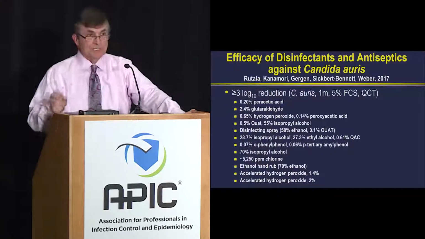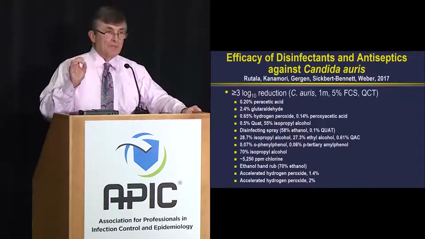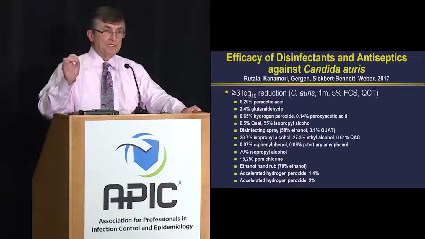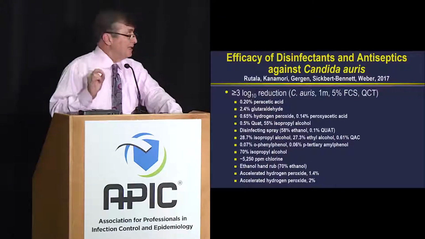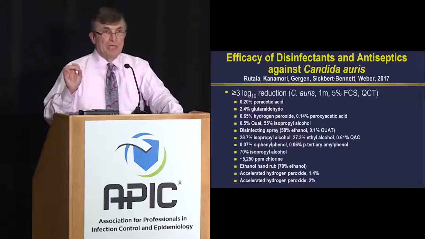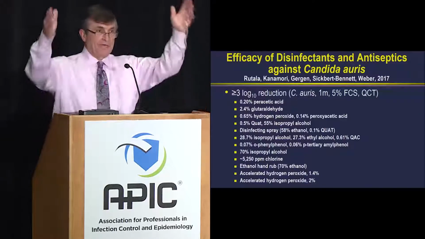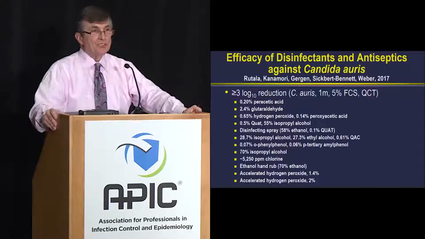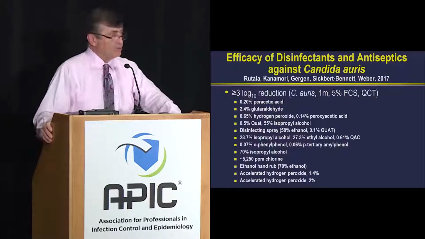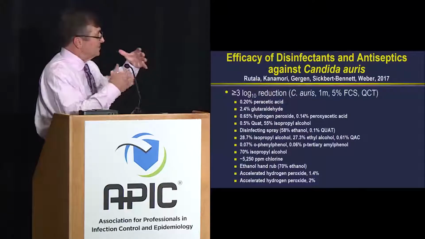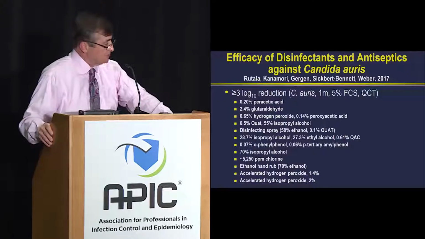And we're going to look at essentially some data. We're looking at 1 minute inactivation using a 3-log reduction as a benchmark, using a very difficult test called a quantitative carrier test. And of course, we're looking at it in the presence of fetal calf serum. What you can see if you look down that slide is a number of germicides are active against the Candida auris. The germicides include things that you would expect, things such as peracetic acid and glutaraldehyde, and hydrogen peroxide, and of course, peroxyacetic acid.